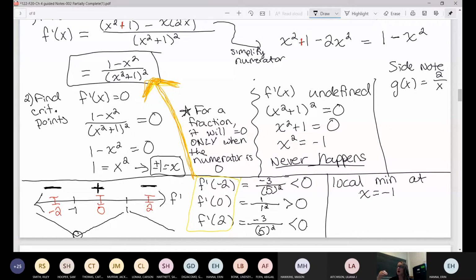And then at x equals +1, the derivative changed from positive to negative, so we went from increasing to decreasing on the original function. So we have a local max at x equals +1.